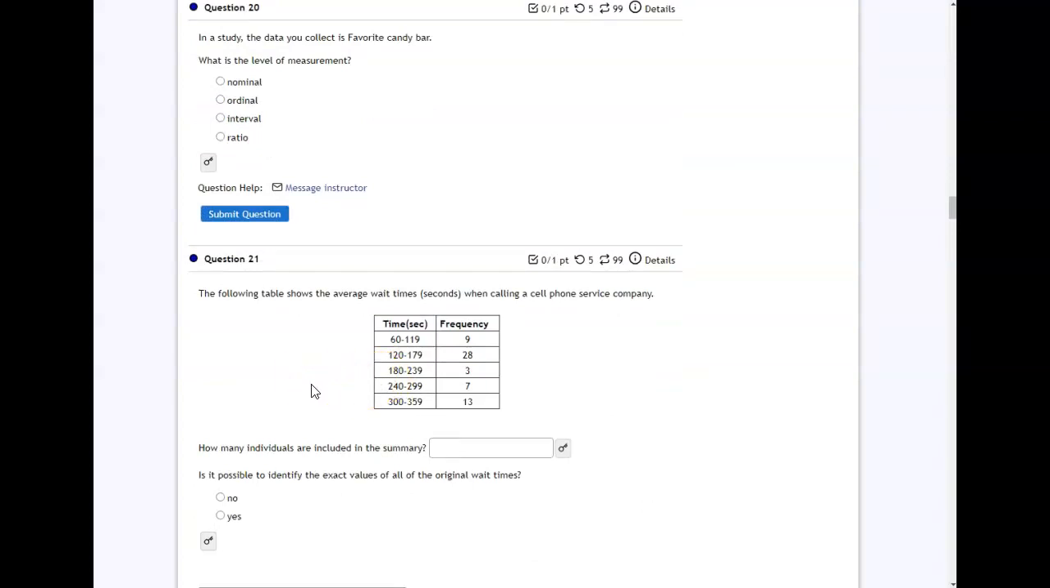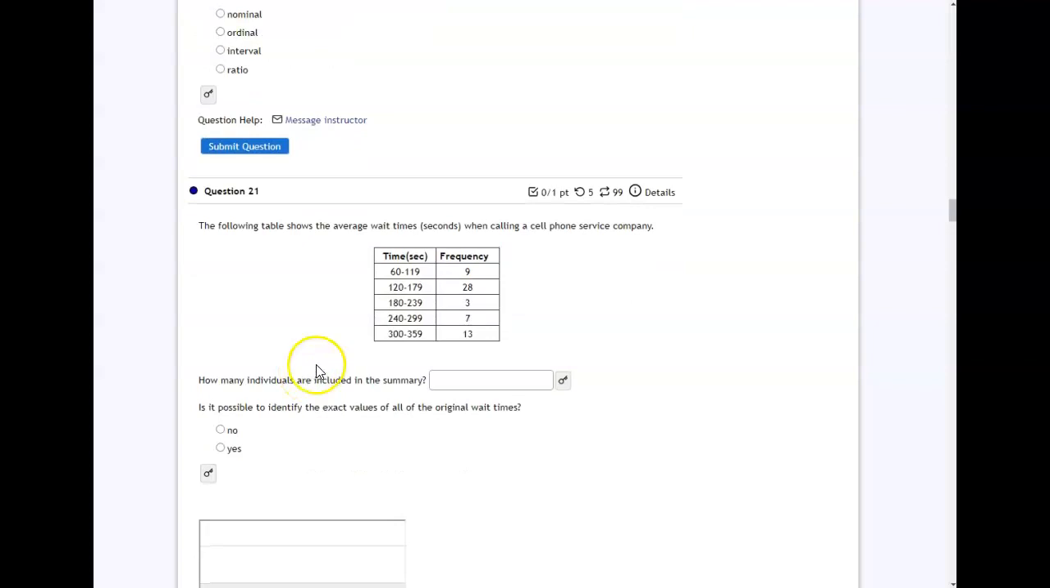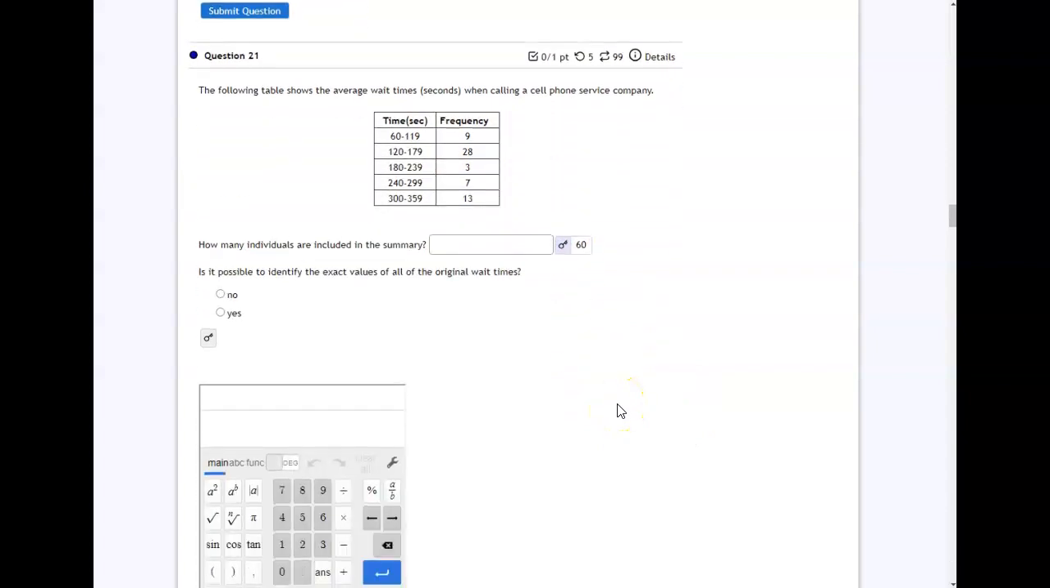That gets us to number 21, where we've got a frequency distribution. And remember, this is the seconds you wait when you call a cell phone service company. So 9 people have to wait 60 to 119 seconds. 28 people have to wait from 120 to 179. So this is how many people waited this long. So when it says how many individuals are included in the summary, you're going to add up all the frequencies to get the total in your survey. So just use your calculator, add those up, you would get 60.